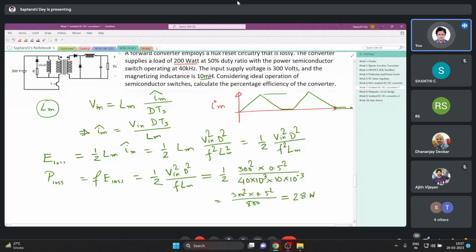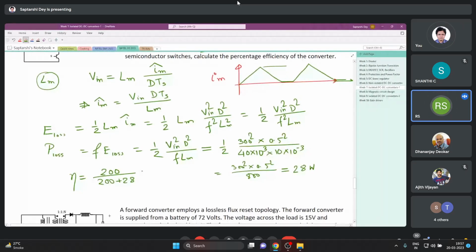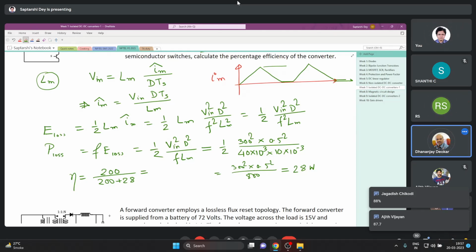We know the output power is 200 watts. So our efficiency is output by output plus loss. How much? The input power is 228, right? Output is 200. Yes, it is 87.71%.